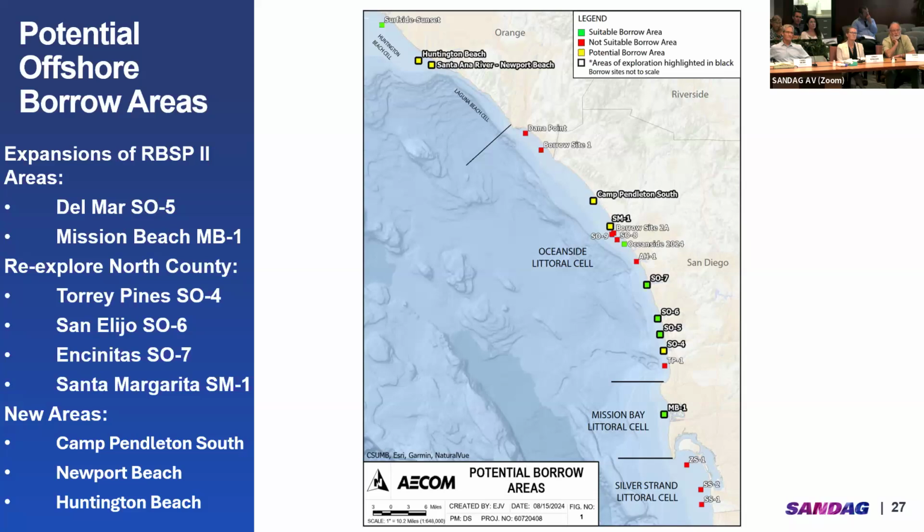We'll look at some new areas, potentially at Camp Pendleton, the south part of Camp Pendleton, and then clear up to Newport Beach and Huntington Beach. So we'll look at Del Mar, and then we'll look at Mission Beach, what the conditions are there, and where we propose to expand those areas.